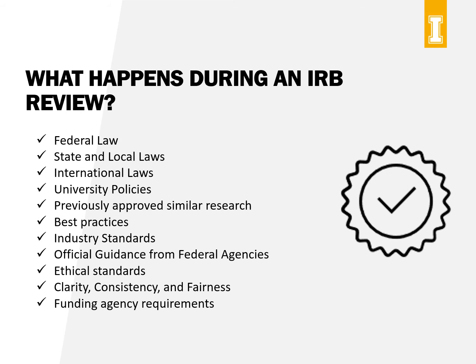So what happens and what is involved in an IRB review? The University of Idaho IRB helps researchers check for compliance with federal law, state and local law, international laws, university policies, previously approved similar research, best practices and standards, official guidance from various federal agencies, and ethical standards. The IRB also reviews for clarity, consistency, and fairness to human subjects, as well as any funding agency requirements prior to approving a human subjects research protocol. It doesn't matter if the research is funded or unfunded, medical or non-medical, low risk or no risk. The IRB will still look over the plans for the research.